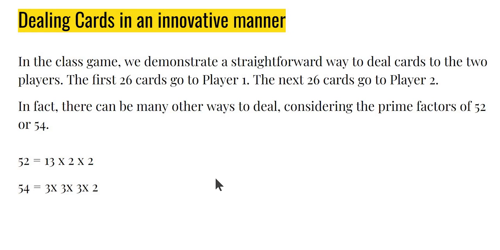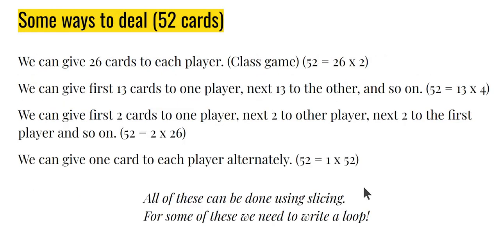For example, let's say I have 52 cards. Now, of course, the first method, which is a class game, is that, well, give 26 cards to each player and you're done. But we can do it differently. We can say, okay, I'll give first 13 cards to one player, next 13 cards to the other player, and so on. That's because 52 is 13 times 4. So I have four such, let's say, deals. So first 13, next 13, first 13, next 13, and I'm done.